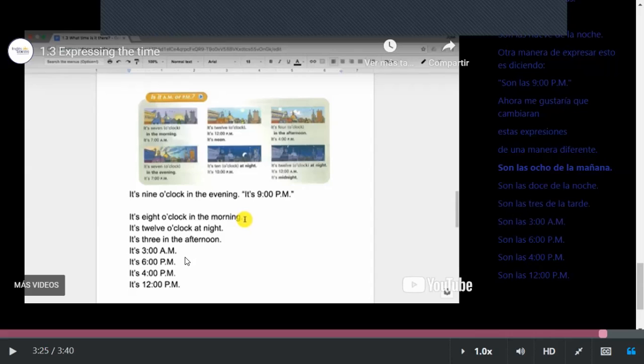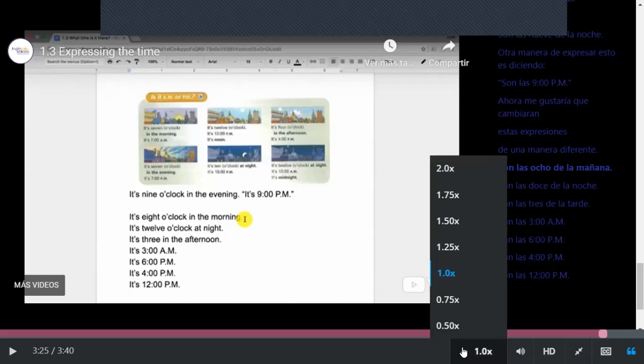A ver, la otra. It's 4 p.m. It's four in the afternoon. 4 o'clock in the afternoon. Ah, la tarde, ¿verdad? Y la última, it's 12 p.m. It's 12 in the midnight. It's noon.